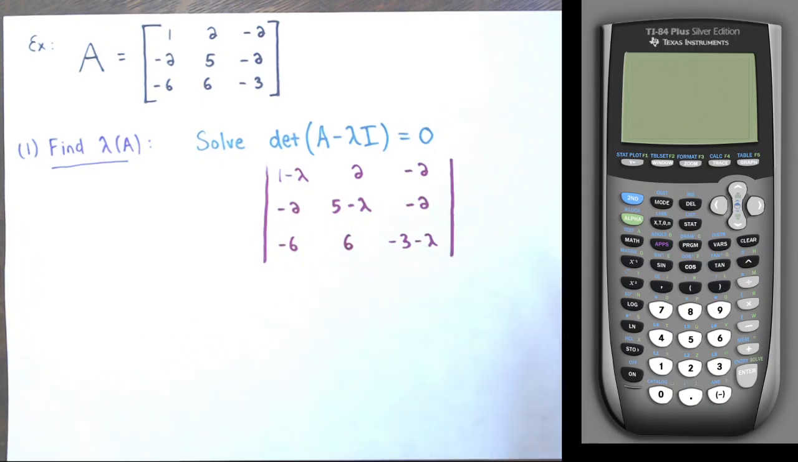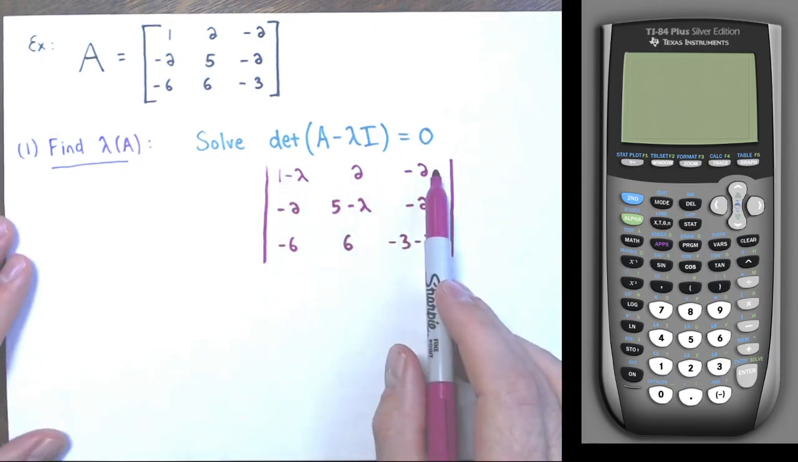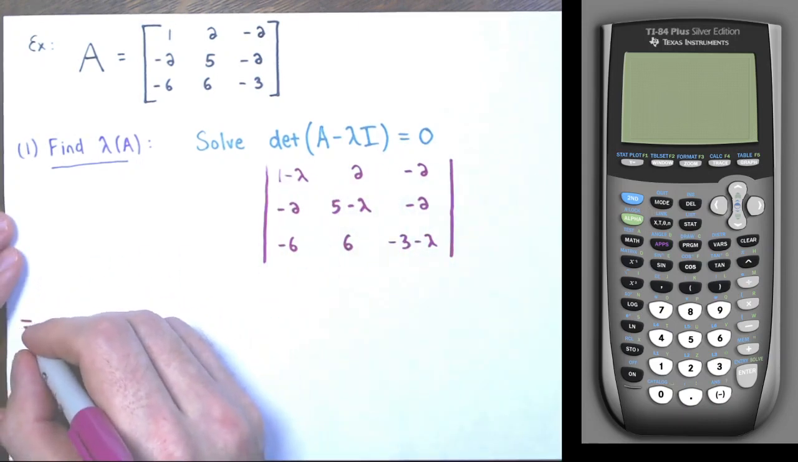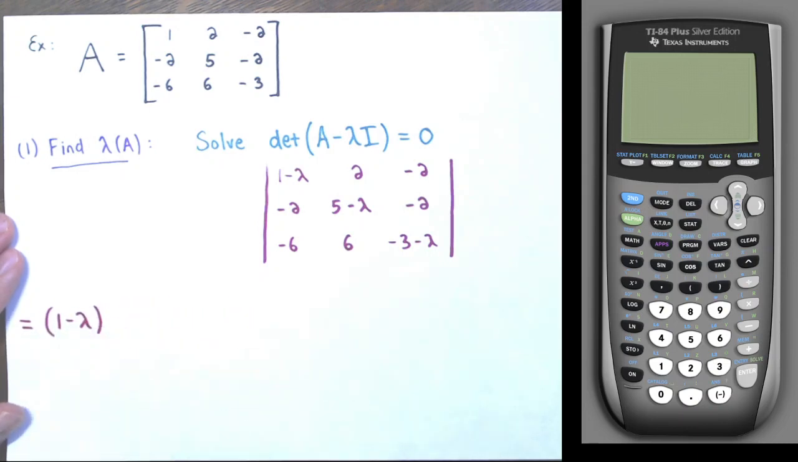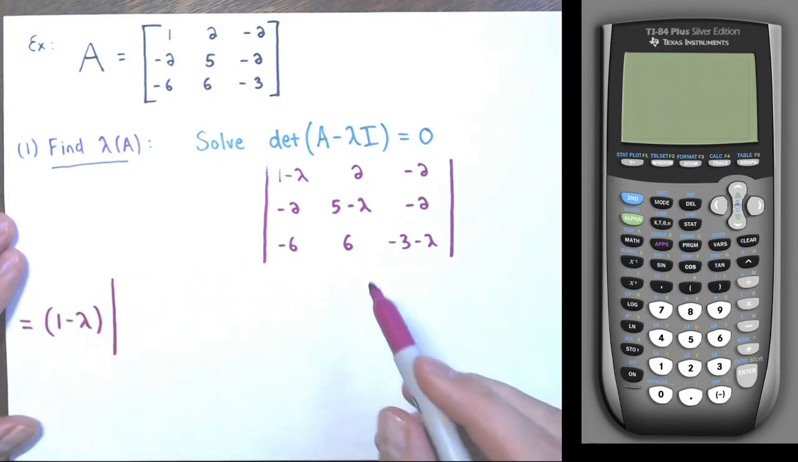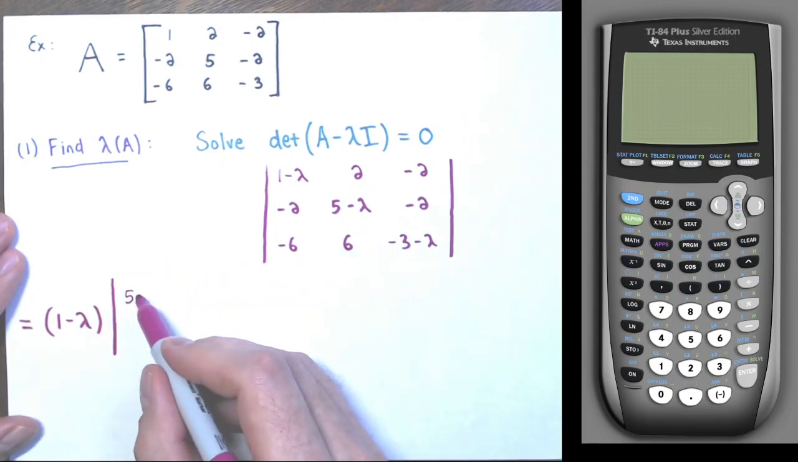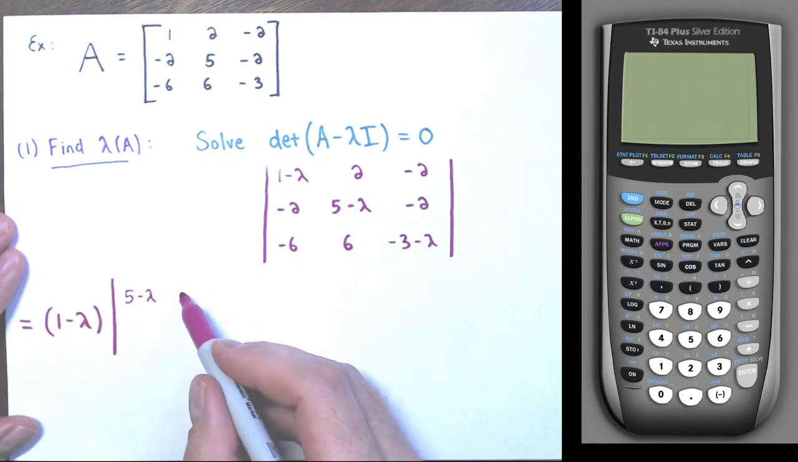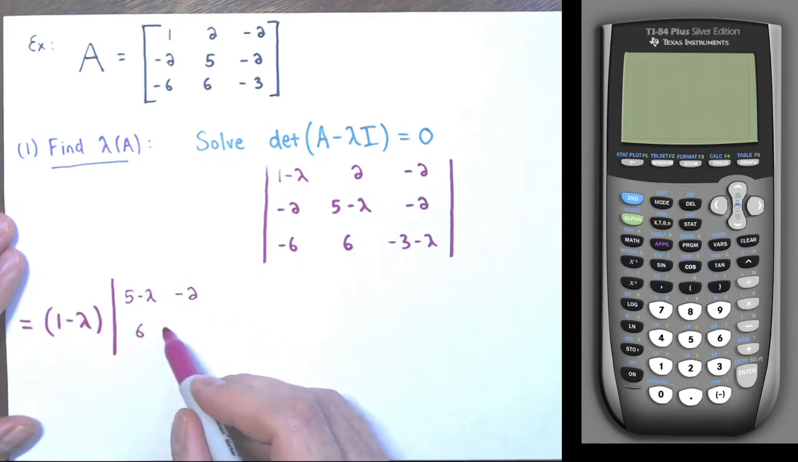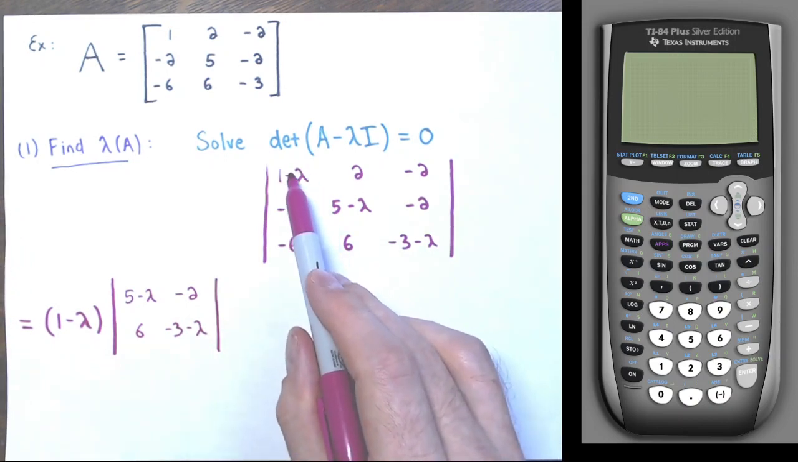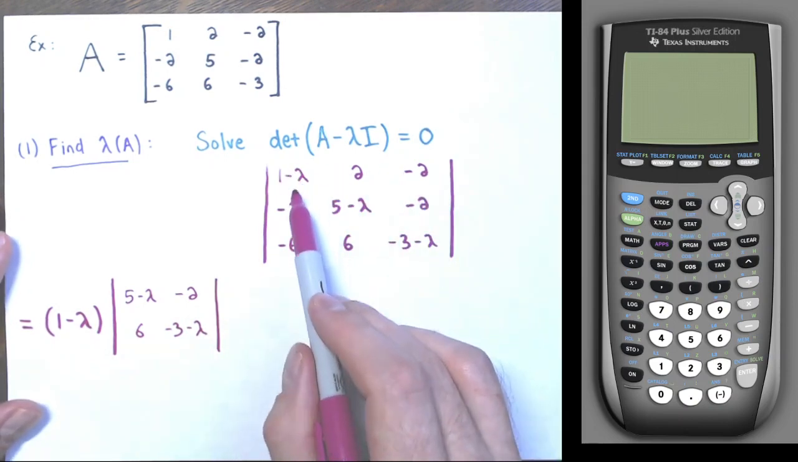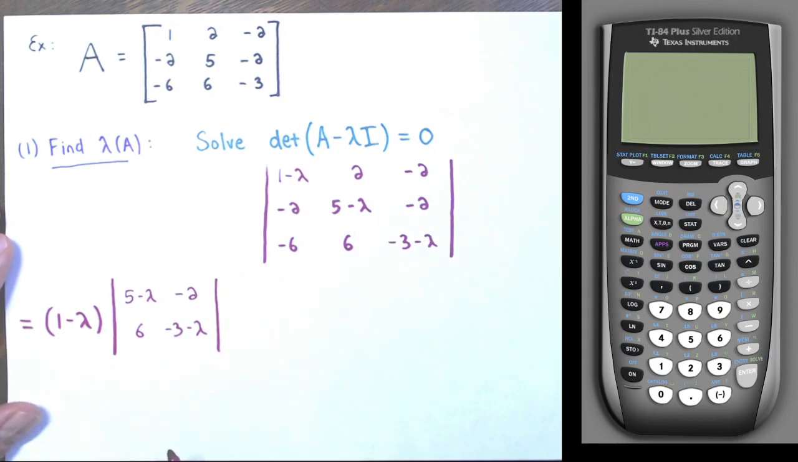Alright, so this time I'm going to do some cofactor expansion. I'm just going to go across the first row. So I have 1 minus lambda multiplied by the minor, the determinant of the 2 by 2 matrix, 5 minus lambda, negative 2, 6, and then negative 3 minus lambda. That's the matrix I get when I get rid of that row and that column with 1 minus lambda in it.